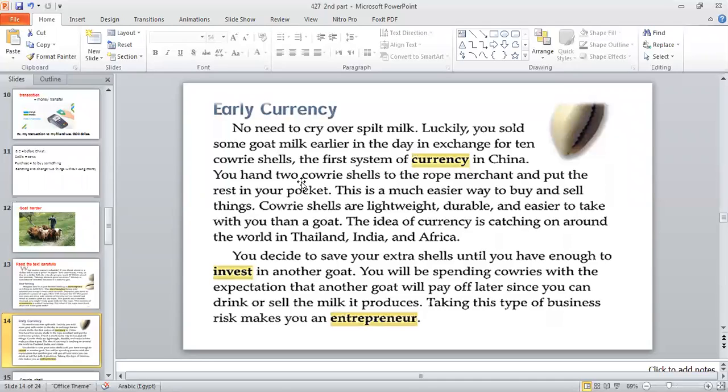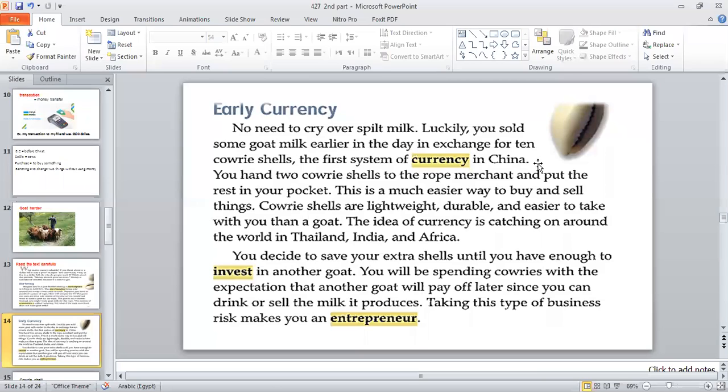Okay, Abdulaziz, I'm still with you. Early currency. No need to cry over spilt milk. Luckily, you sold some goat milk earlier in the day in exchange for 10 cowrie shells, the first system of currency in China.